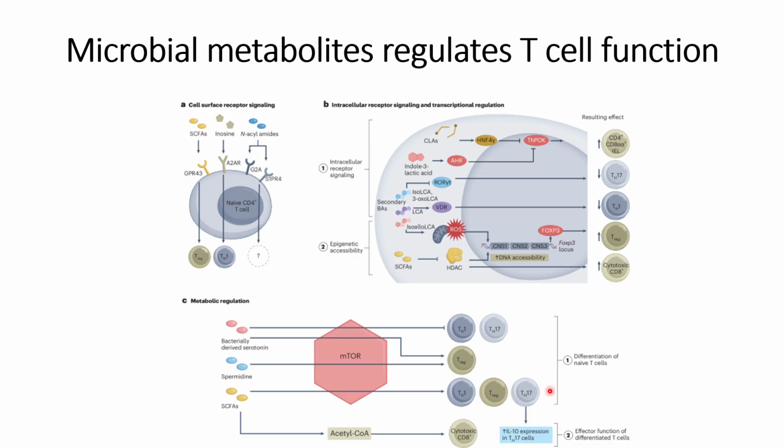At the same time, when Th17 cells are formed, it will cause upregulation of cytokines such as interleukin 10 expression from Th17 cells. And when it comes to the CD8 plus cells, the SCFAs will regulate through acetyl CoA to form CD8 plus cytotoxic T cells. And these are the effector functions of the differentiated T cells. So these are some of the relationships of how the microbial metabolites regulate T cell functions.